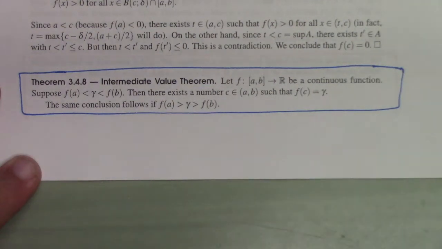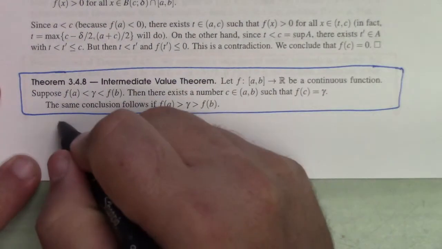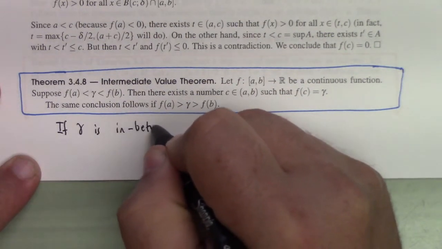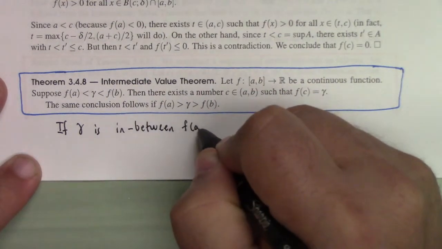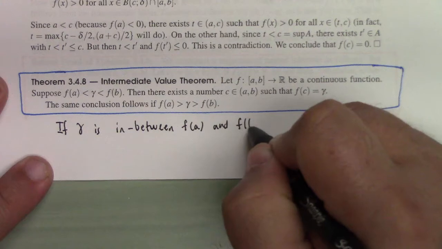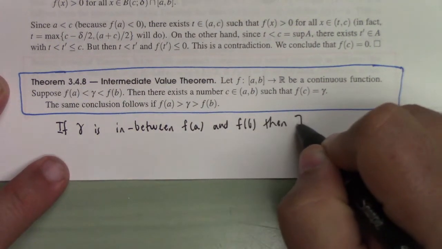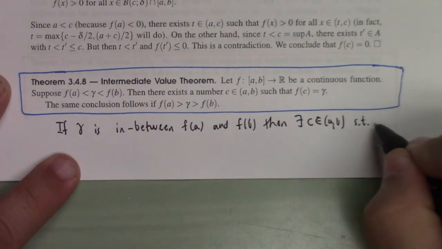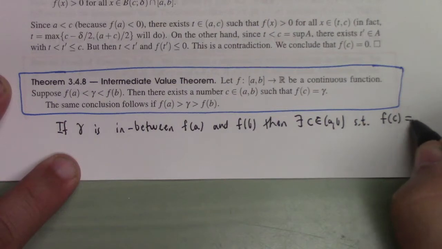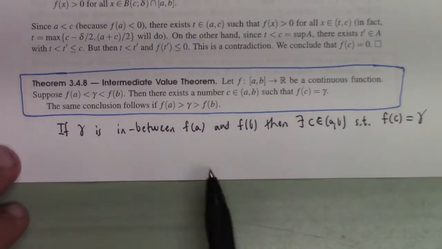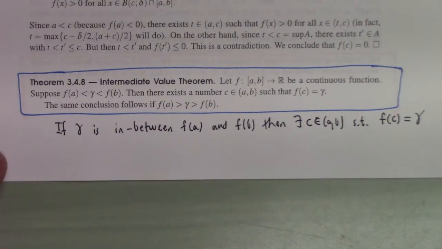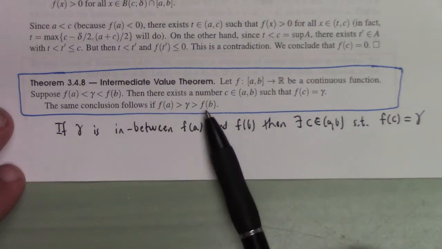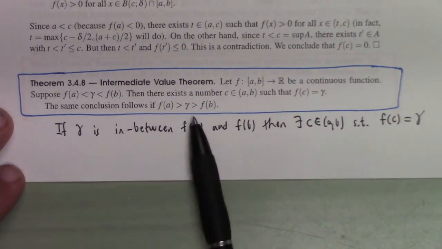Another way to say this is: if gamma is in between f of a and f of b, then there exists c in (a, b) such that f of c is equal to gamma, right? In between is a phrase you can use to include both cases, f of a less than f of b and f of a greater than f of b. In both cases, gamma is in between f of a and f of b.